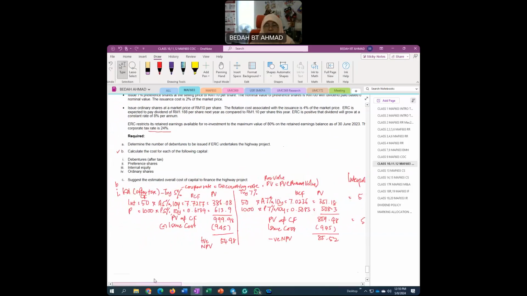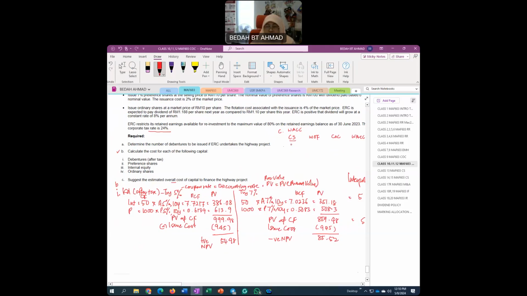So that is our KD. Okay, then we can straight away do part C. Part C is for you to calculate the estimated overall cost of capital, which is the WACC. So this one you can straight away do the capital structure, what is the weight of financing, the cost of capital, and what is the WACC.